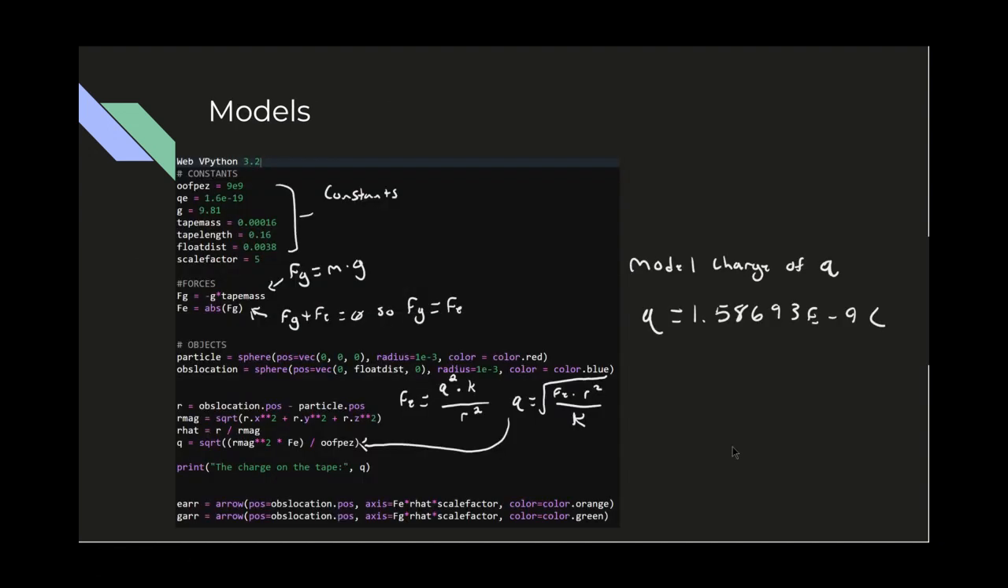Next, we created some Python code to calculate the charges in the same way. Here we include the constants. Next, the calculations of each of the forces. Then it calculates Q from the equation for Coulomb's law.